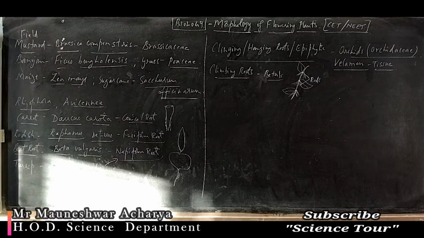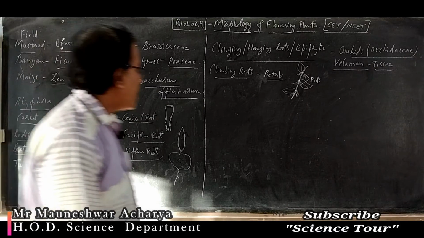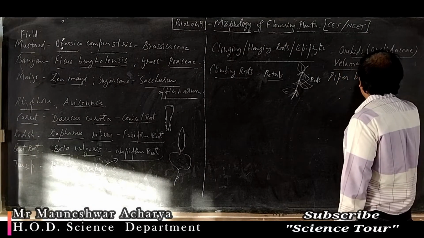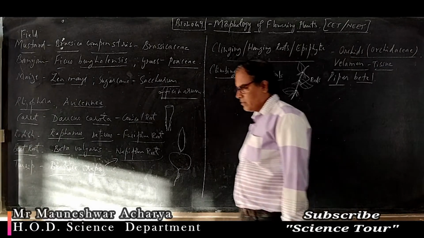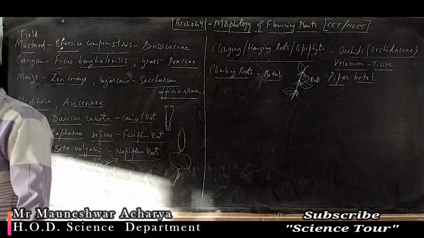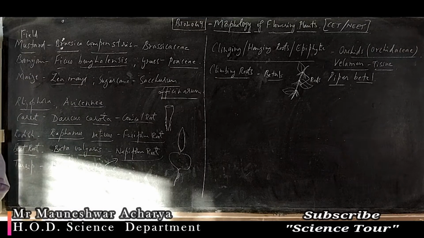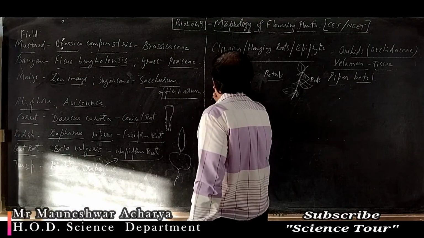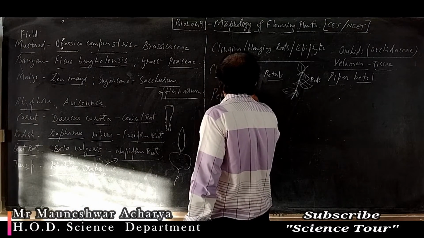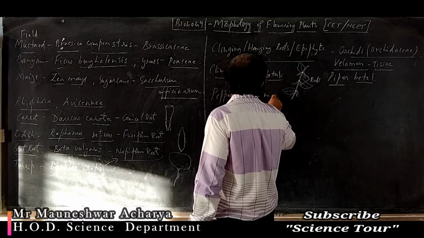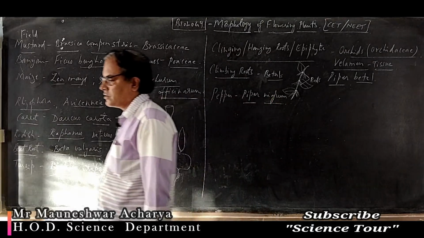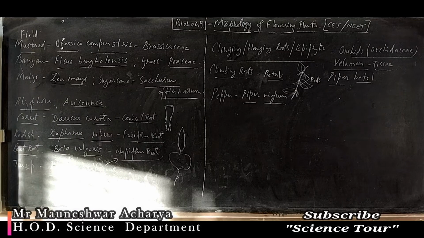So what is the scientific name of betel? Piper betel. Note down, Piper betel. Then you can also see it in the case of pepper, black pepper, Piper nigrum. What is the scientific name? Piper nigrum. Such kind of climbing roots. Then you can also see special roots called sucking roots.